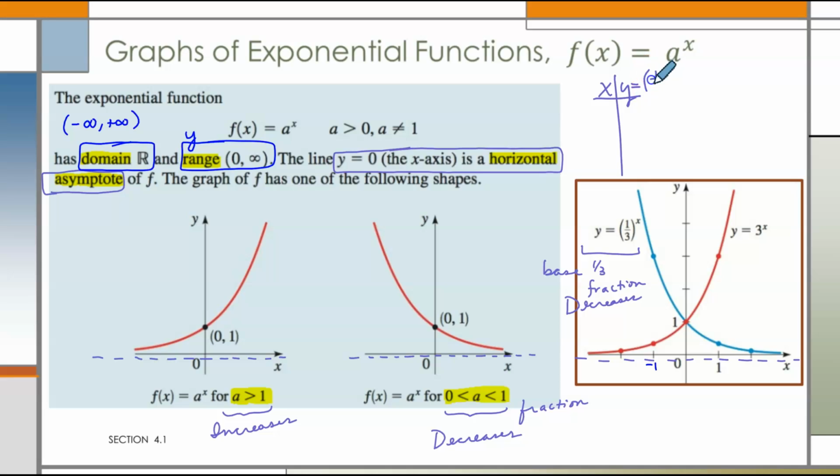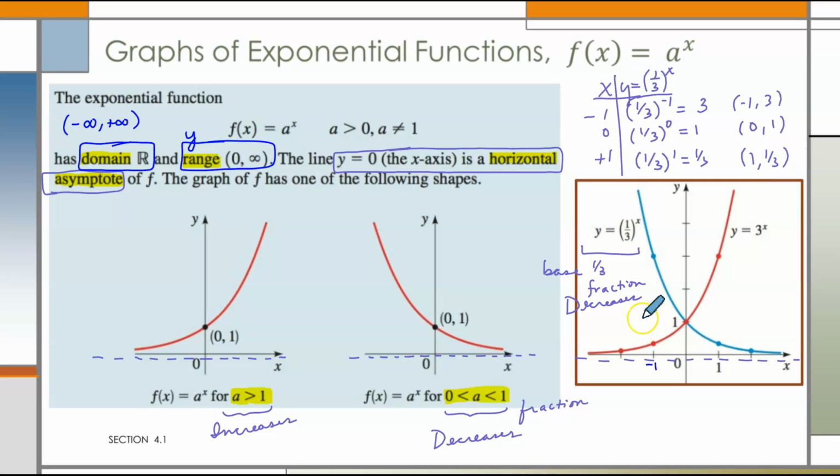We can pick whatever x values we want, and then we're going to plug them into 1/3 to the x power. I like to pick these three, but you can pick whatever you want. 1/3 to the negative 1, our negative exponent, flips our fraction. 1/3 becomes 3. So we would be plotting negative 1, 3. 1/3 to the 0 power would be 1. We would be plotting 0, 1. 1/3 to the first would be 1/3, so we would be plotting 1, 1/3.